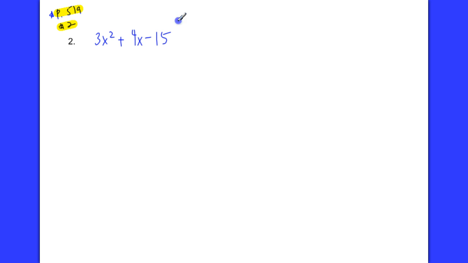So here's our question. It's to factor this: 3x squared plus 4x minus 15. If you would write that down. And I'll just take you through the steps again. Step 1, the first thing we want to do is find the factors of a times c, which this time would be 3 times negative 15. You have to count that negative sign, and that equals negative 45.